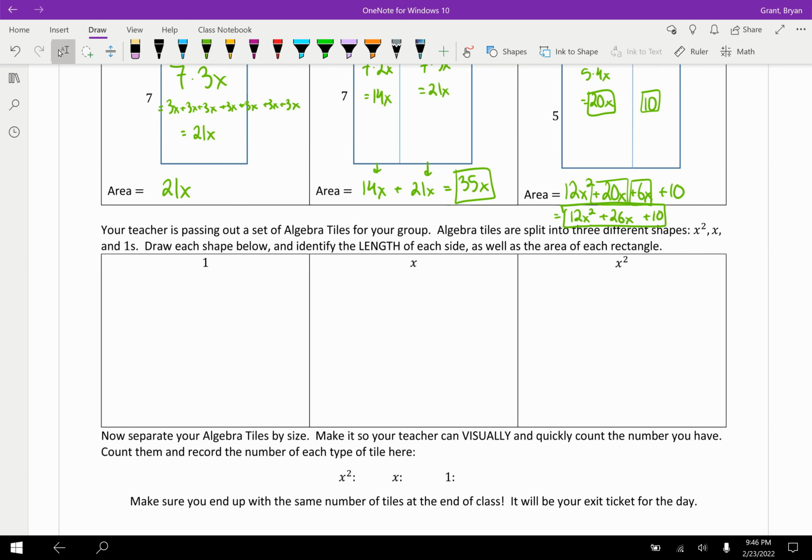of algebra tiles. You're going to have to work with somebody else. Gasp, I know. You can pretend to like them for a few minutes for today.